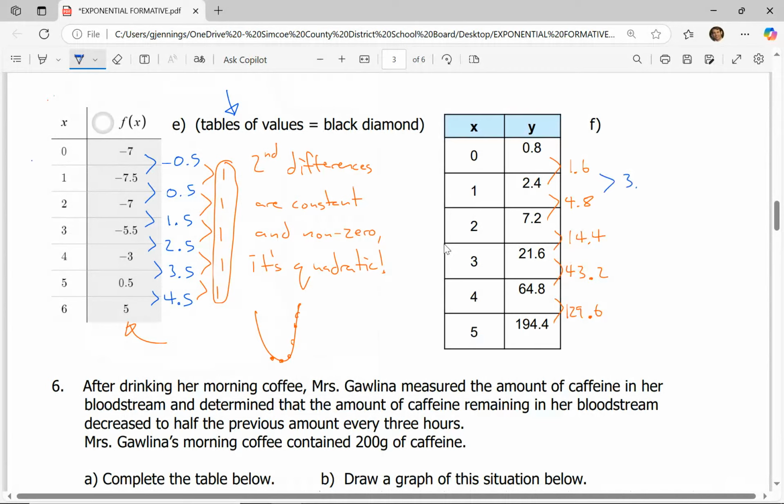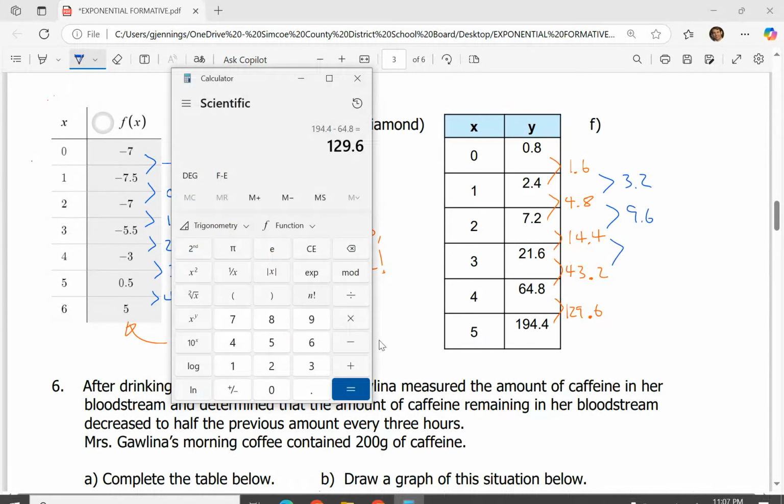43.2 minus 14.4 equals 28.8. Of course it is. And then this one is going to be, oh, I can't do the math in my head. Yeah, I can. That's going to be 0.4, 6 is there, and then that's going to be 8. Right? Yep. Okay.